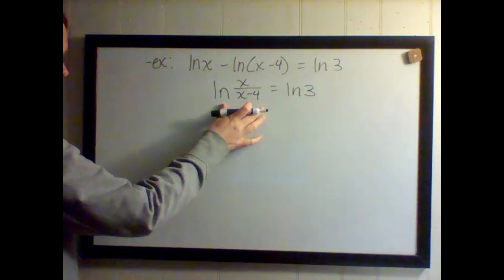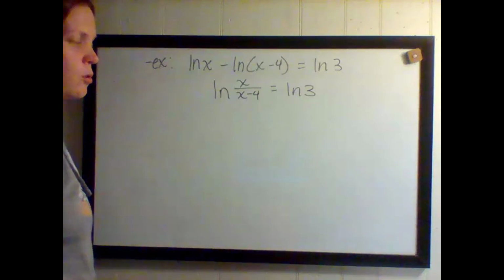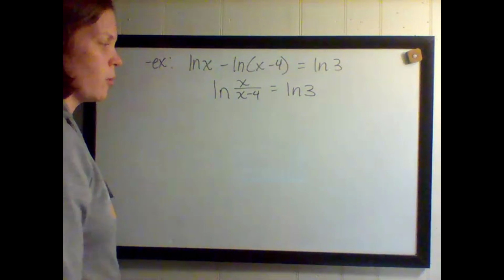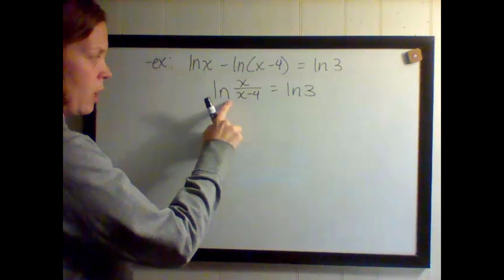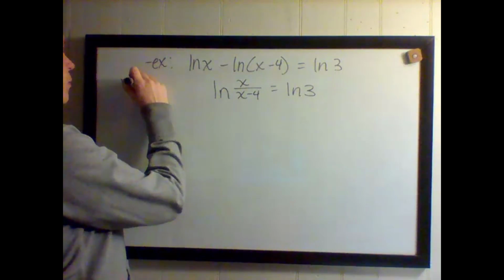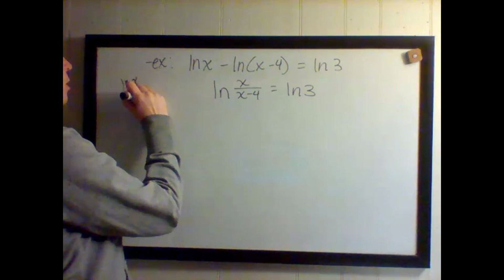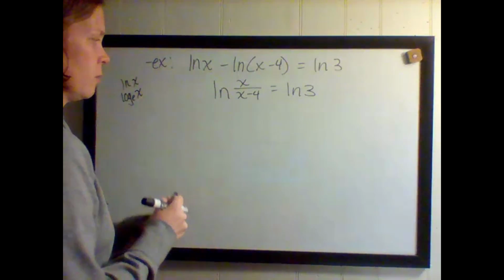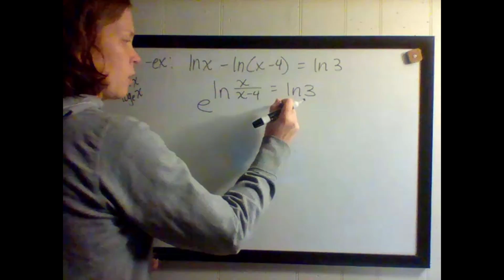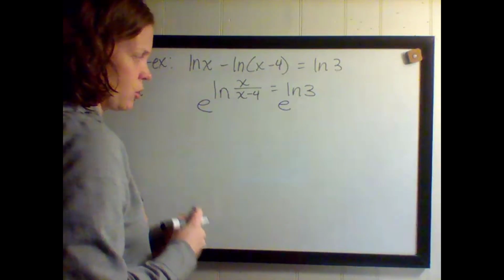So now this side I've got just a natural log, this side I've got just a natural log. So now I'm going to raise both sides with a base equal to whatever the logarithm base is. Remember, natural log of x is the same as log base e of x. So in this case I'm going to raise both sides with a base of e. Just going to throw that into my equation.